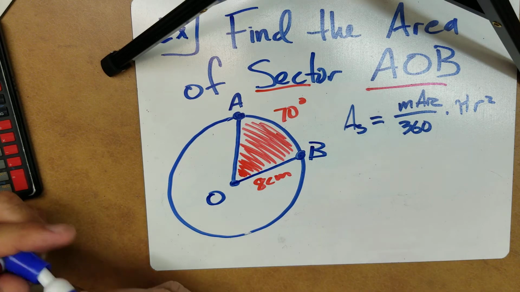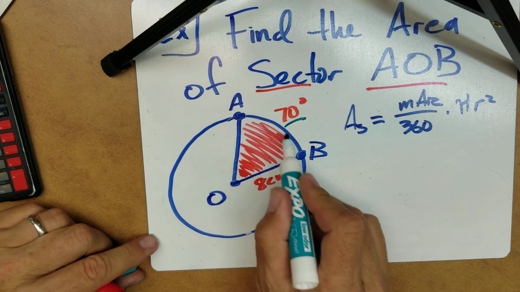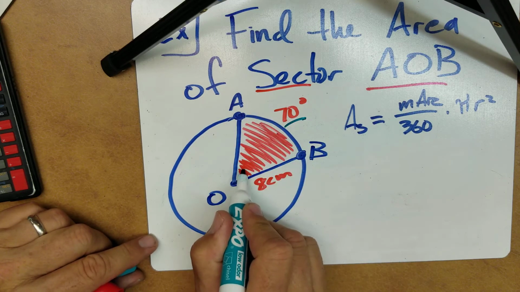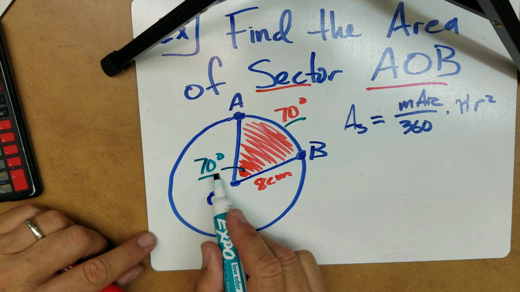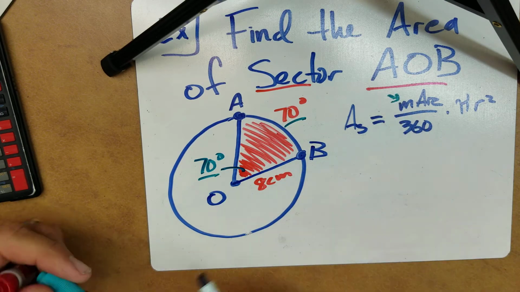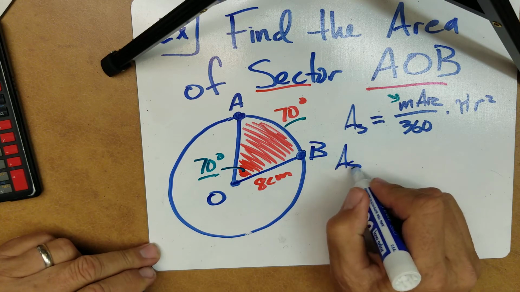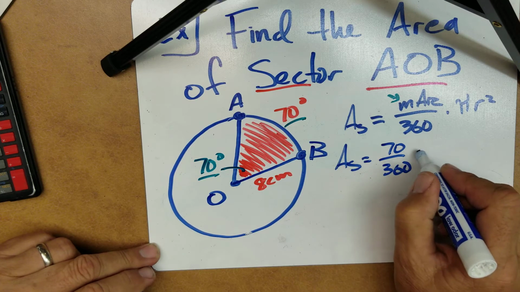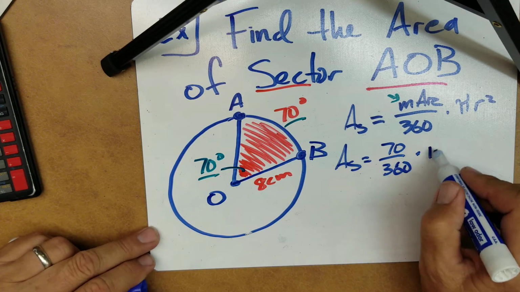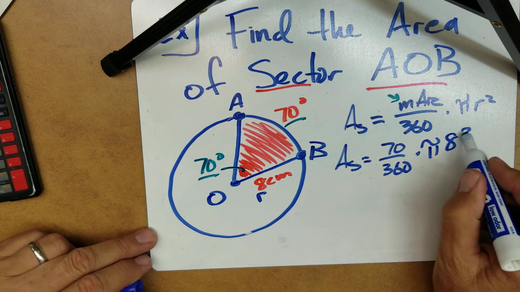Now allow me to remind you that this is the measure of that arc, which is the same as the central angle. So I can easily just substitute that 70 right here, like so. So here's what I'm going to do. The area of the sector is 70 over 360, like so, times pi times r squared. Well, here's my r. It's 8 centimeters, 8 squared, like this.